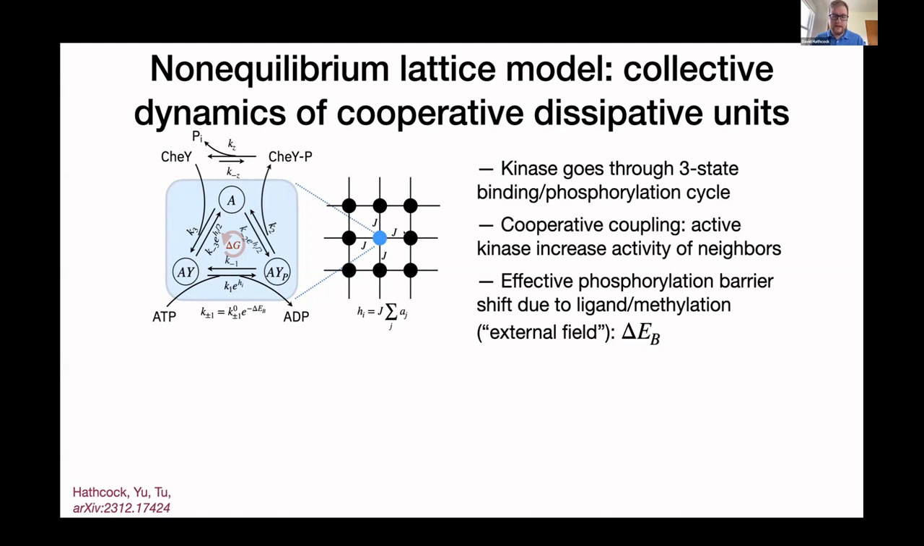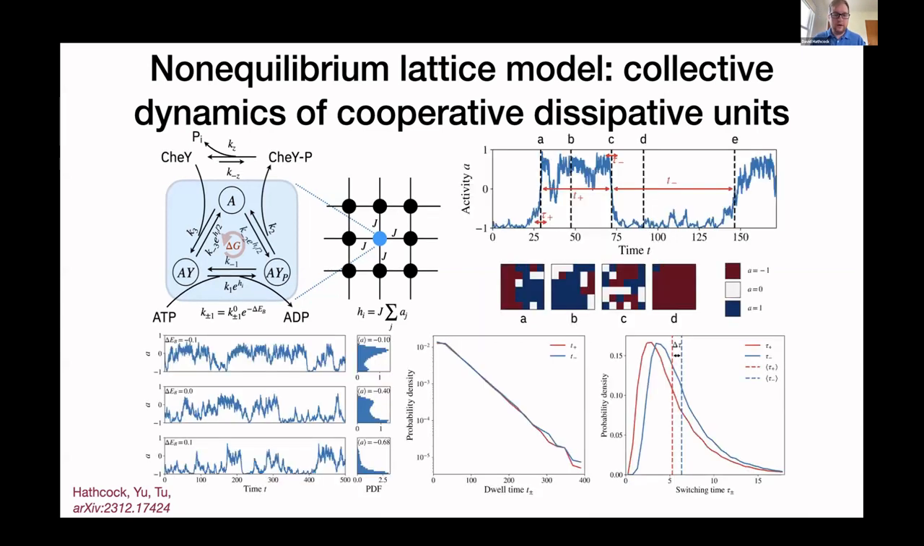Between the kinases in the lattice, we have cooperative coupling. So active kinases tend to increase the activity of their neighbors. And we can also incorporate things like the external ligand concentration and methylation through something that looks like an external field, if you want to use an analogy to Ising-type models. Okay, so I'll show you some of the dynamics of this model and tell you about a couple of other results. With sufficiently strong coupling, we see spontaneous switching between active and inactive states in the system. And we can bias towards more active or less active by changing the external ligand concentration, for example.